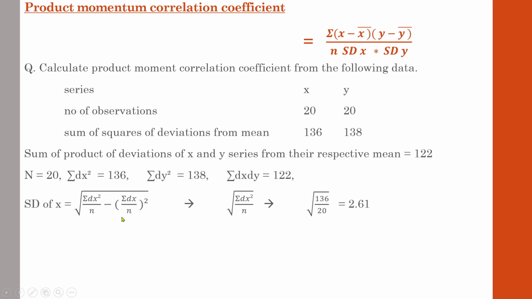So remember, in cases like this, you can neglect the variables or details in the equation which are not given in the question. Don't get confused with that. Here there were no details regarding sigma dx by n the whole square. If there was additional information regarding that, you would need to find it. Since there is no other information, we are helpless, so we will go with the remaining one, sigma dx square by n. So the standard deviation of x is 2.61.